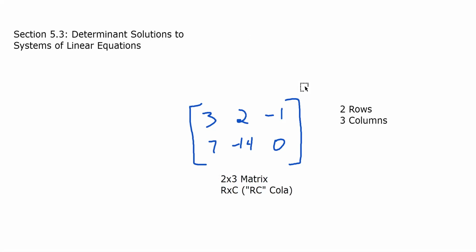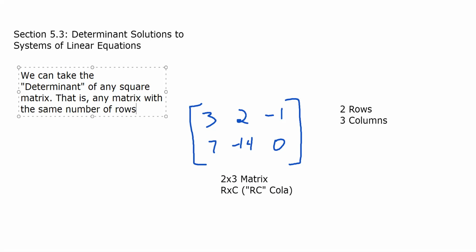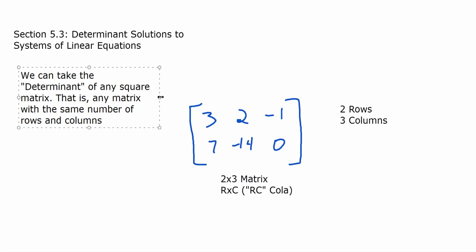So we have an example of a matrix on the board. What we can do is we can take the determinant. This is going to be a new word. Of any square matrix. That is, any matrix with the same number of rows and columns. We're going to call that a square matrix.